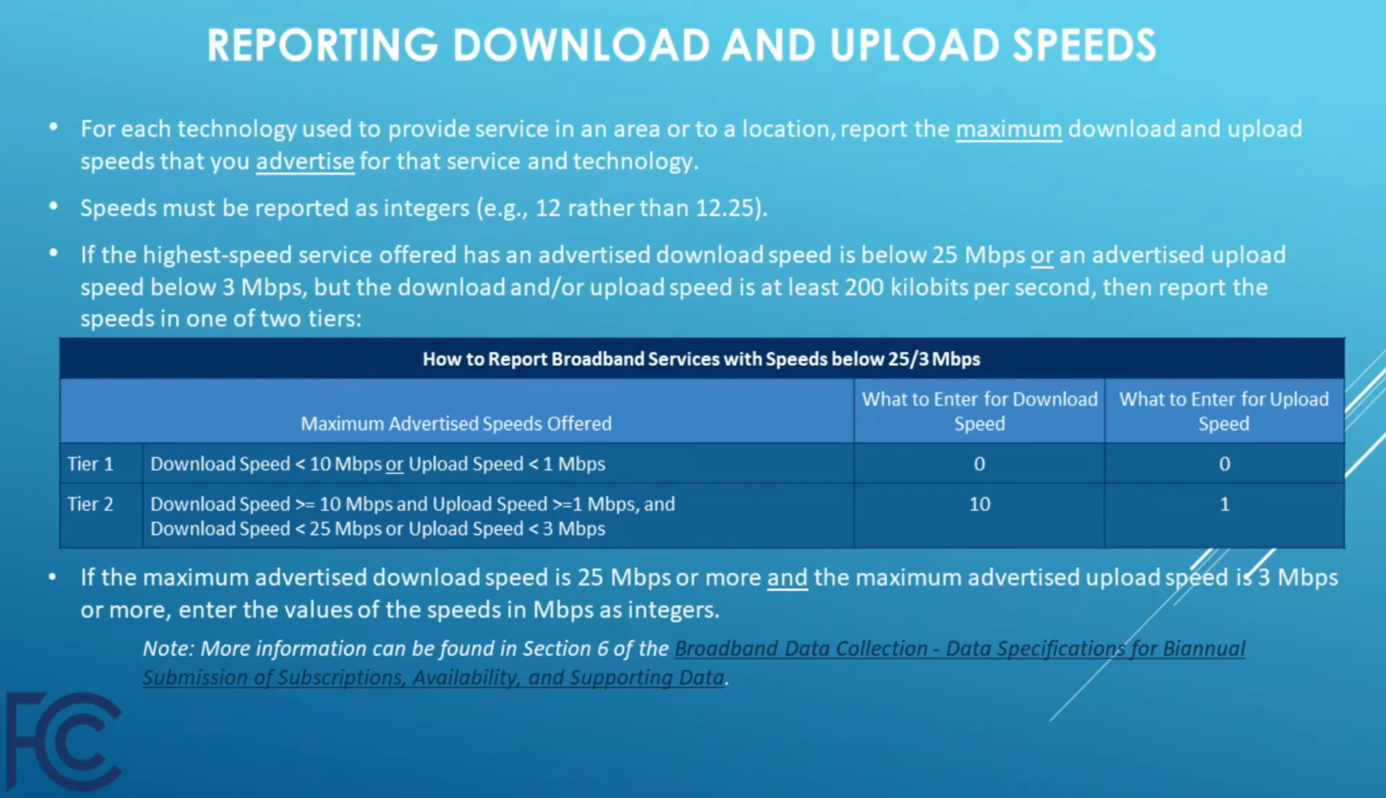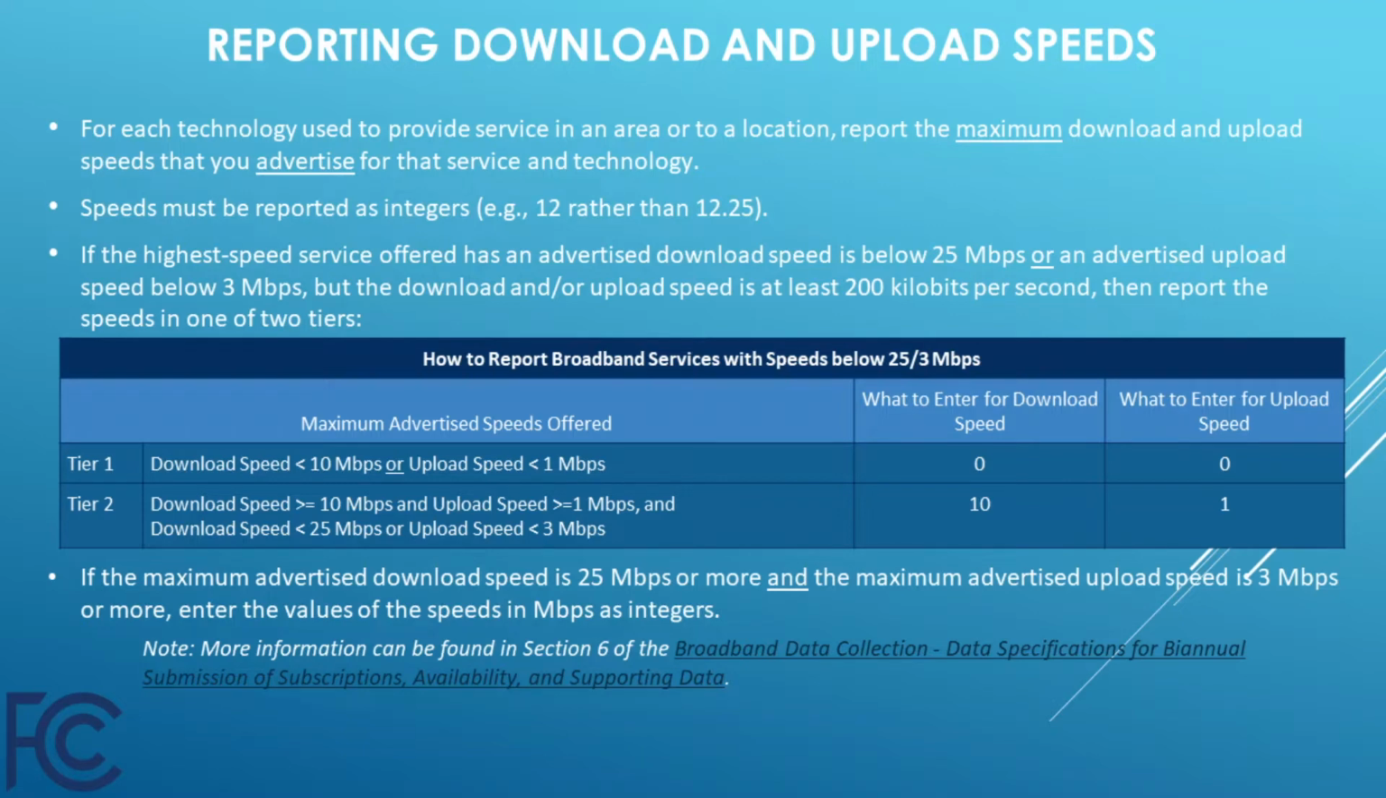Second, if the maximum download speed is greater than or equal to 10 megabits per second, and the paired upload speed is greater than or equal to 1 megabit per second, enter 10 for the download speed and 1 for the upload speed. The bottom line is that any service that does not advertise both a 25 megabit per second or greater download speed and a 3 megabit per second or greater upload speed should be reported as either 10/1 or 0/0.